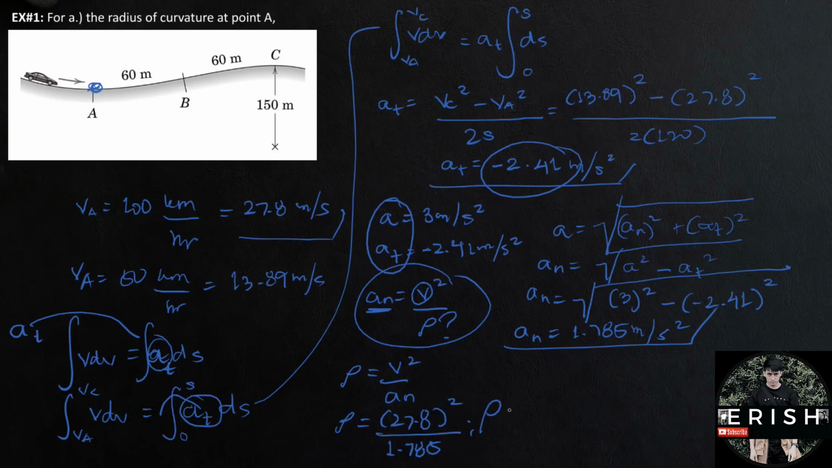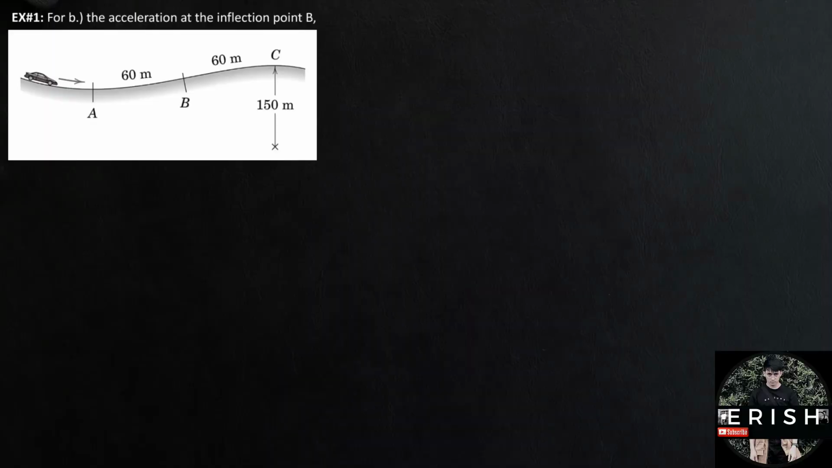Finally, ang radius of curvature natin is equal to 432 meters sa point A. For letter B, the acceleration at the inflection point B. So if you can notice, ito yung ating first curve. And this is the point A. This is the point B.